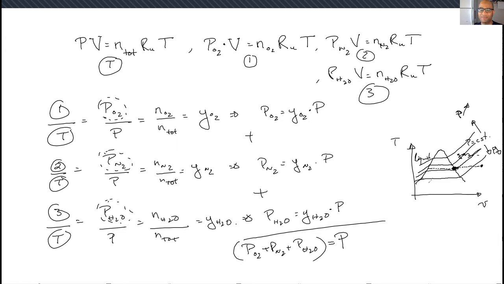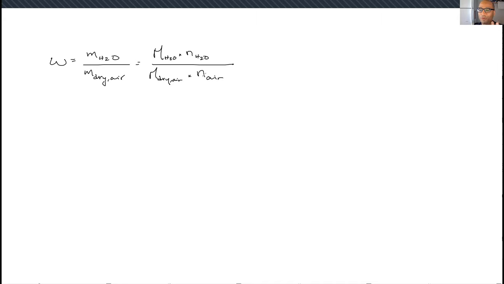I would want to know what the specific humidity ratio is, right? The mass of water over the mass of dry air. I'm going to make a new page, and we can relate these two. So omega, by definition, is the mass of H2O over the mass of the air component, the mass of the dry air. The mass of water is equal to the molar mass of water, multiplied by its number of moles, over the molecular mass of dry air, that's the 28.84 grams per mole, times the number of moles of dry air.